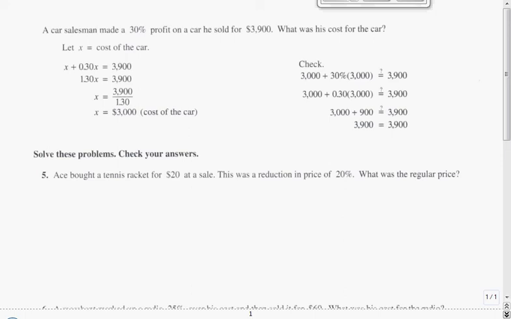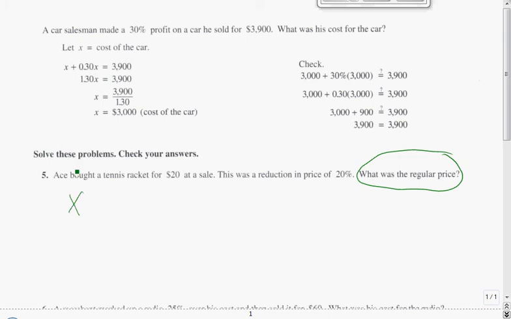So, with no further ado, let's get started with page 5 of Algebra 1, pace number 106. Problem number 5 says AC bought a tennis racket for $20 at a sale. This was a reduction in price of 20%. What was the regular price? Well, we don't know the original price, so whatever we don't know, we're going to call that X.